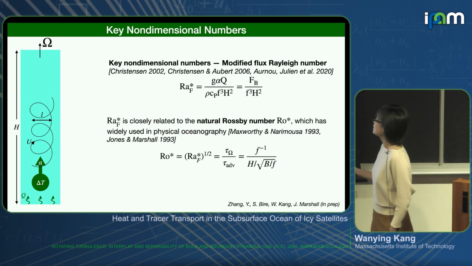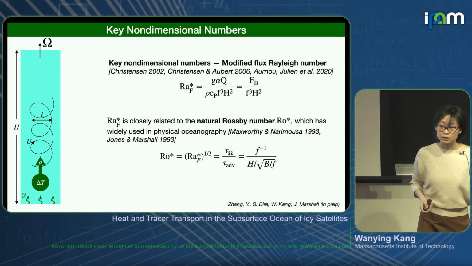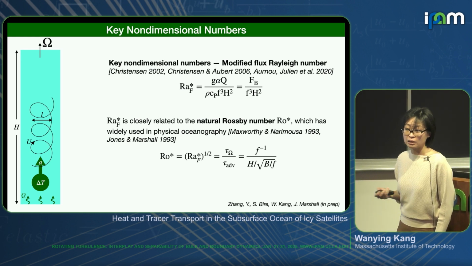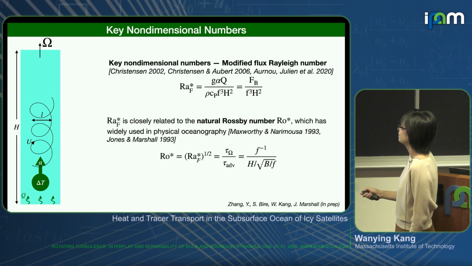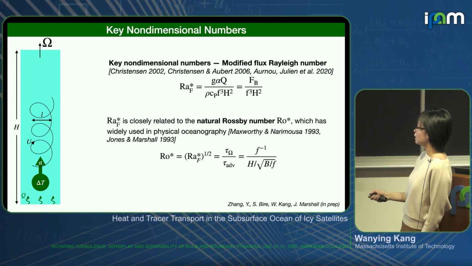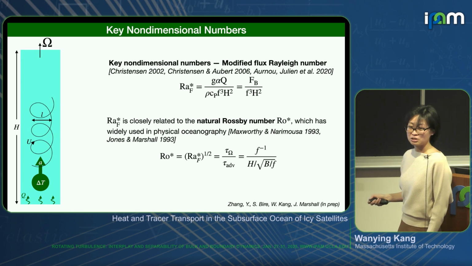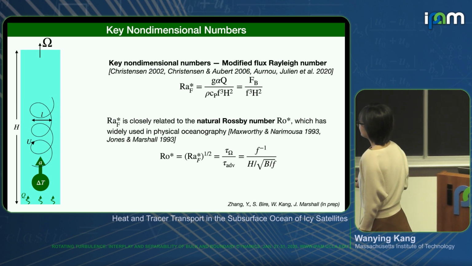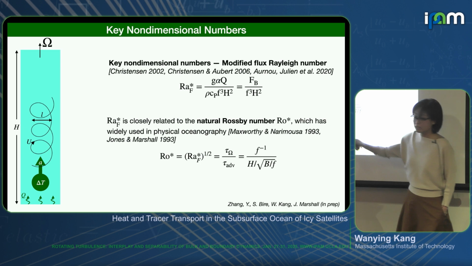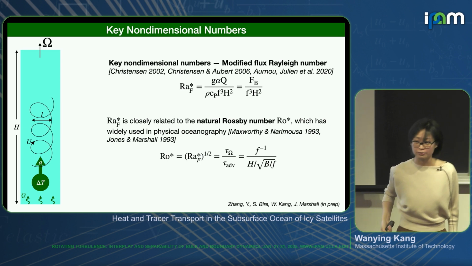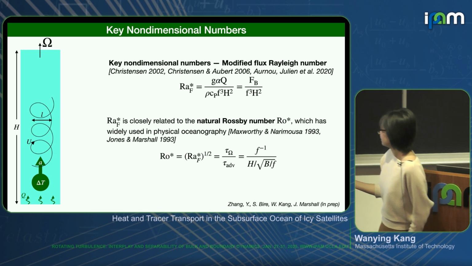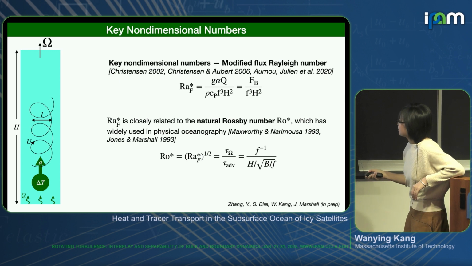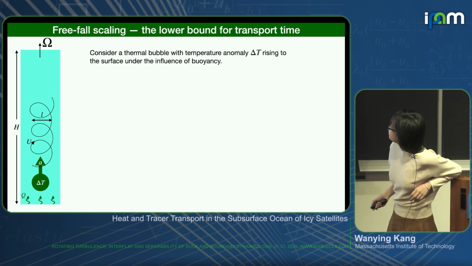And I just want to point out that this modified flux Rayleigh number is actually a very commonly used non-dimensional number in oceanography, called the natural Rossby number. The natural Rossby number is simply the square root of the modified flux Rayleigh number. The physical meaning is basically how many rotation periods it takes for something to be transported from the bottom to the surface. I just want to try to build some connection here.